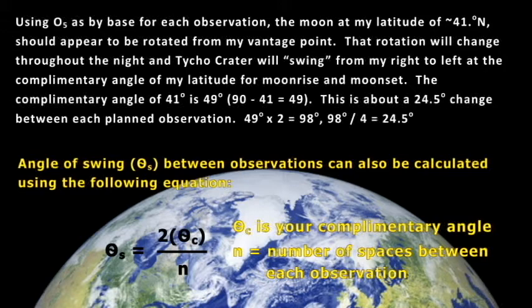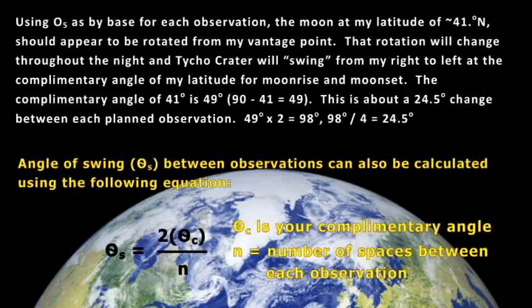For each observation, the moon at my latitude of about 41 degrees north should appear to be rotated from my vantage point. That rotation will change throughout the night, and Tycho crater will swing from my right to left at the complementary angle for my latitude for moonrise and moonset, which I explained in the video before.